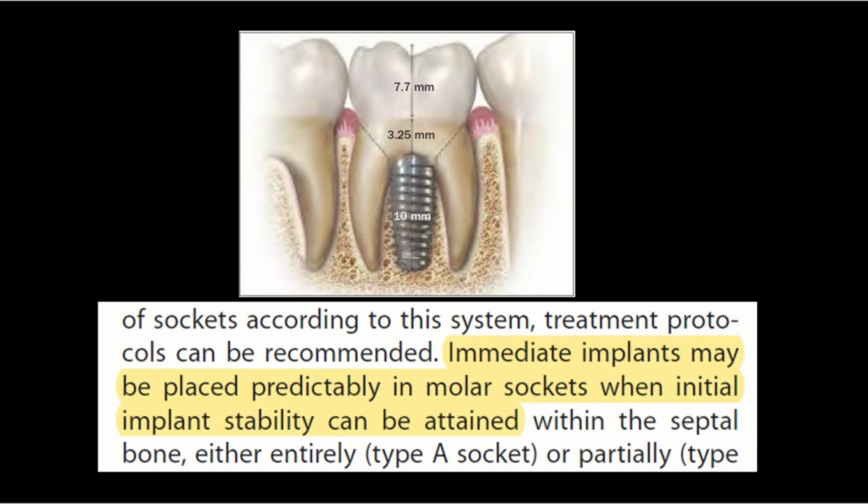Also, the implant should be placed at the base of the root trunk, which guarantees adequate running room for proper prosthetic emergence profile. Here I mean immediate implants in the molar area. But please pay some attention to the requirements that the author put to accomplish this procedure. In the conclusion, he said when initial implant stability can be attained.